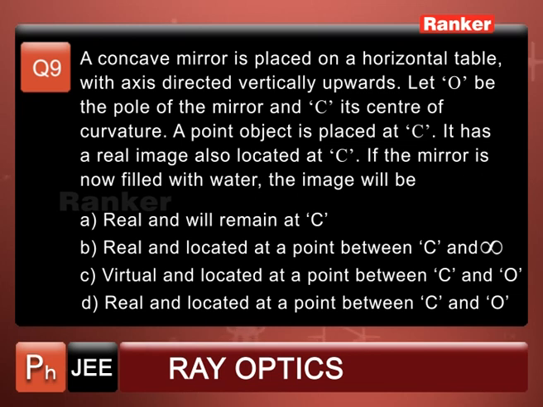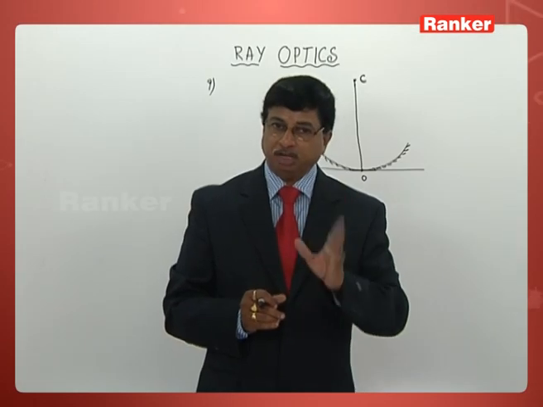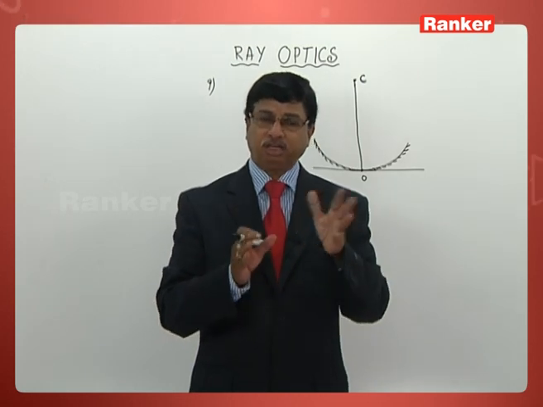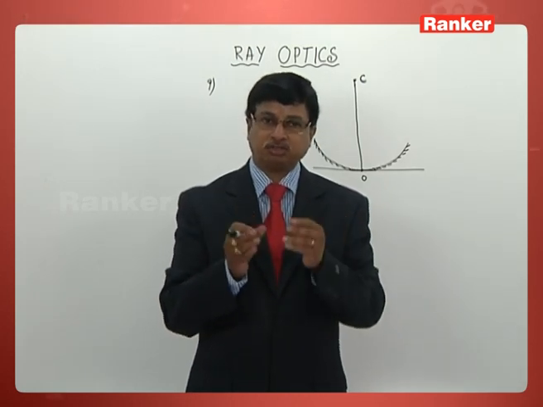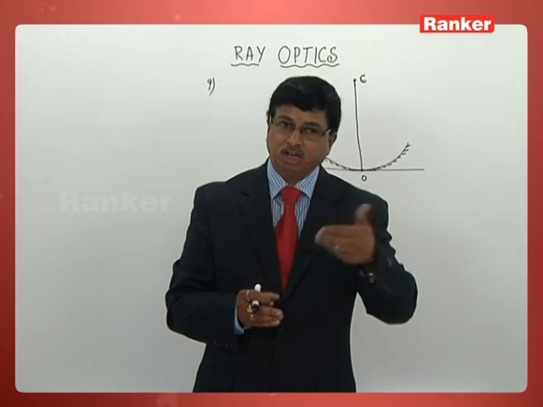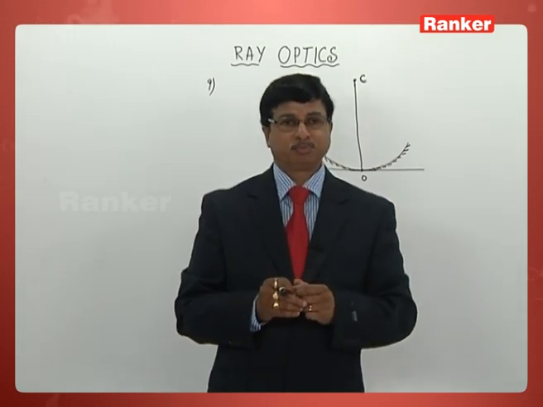And the third option: the image will be virtual and located at a point between C and O, somewhere in between these two. That is what he means. And coming to the fourth option: the image will be real and located at a point between C and O. It is a real image we are going to get, and the position of the image will be lying in between C and O. That is the fourth option given.